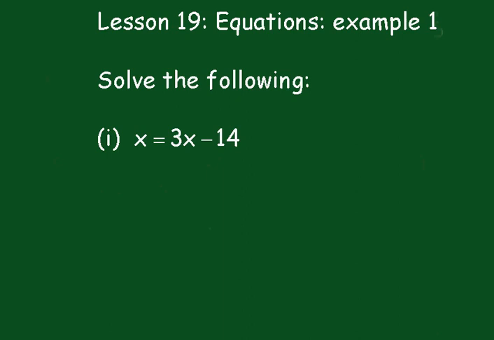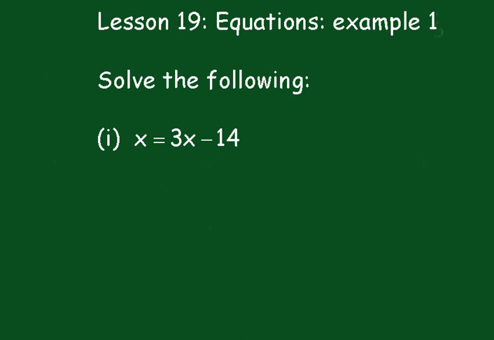Lesson 19, Equations, Example 1. Solve the following. x equals 3x minus 14. To do this one, we've got to get the x's to one side. Now we could either take this x across to that side or the other way, but I'm going to subtract 3x from both sides. Just remember, you must do the same thing to both sides of the equation.